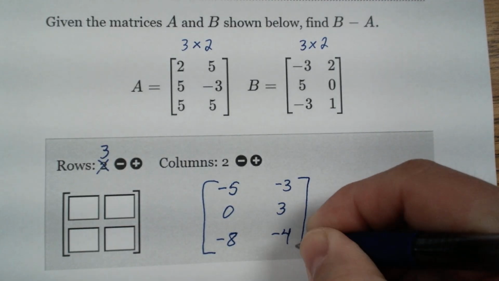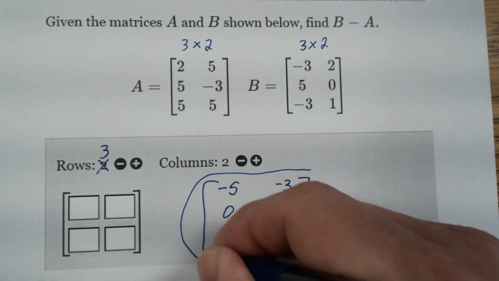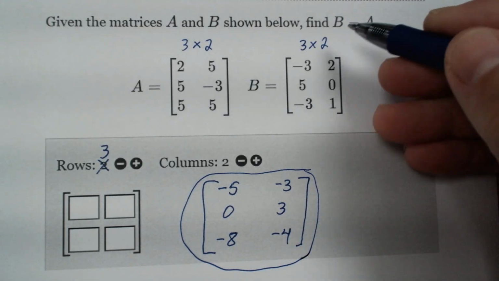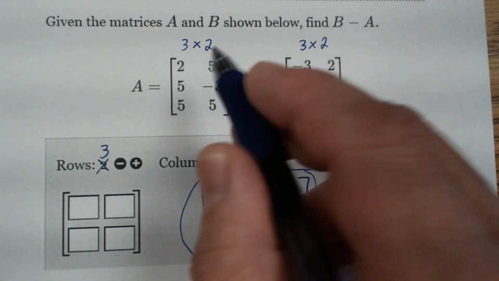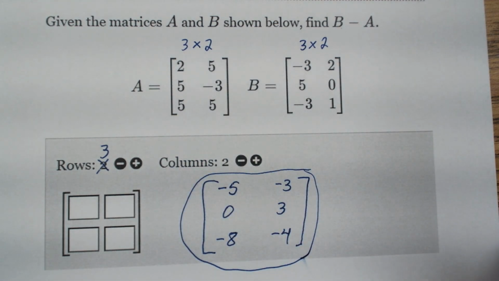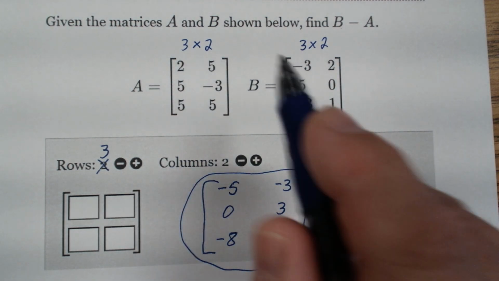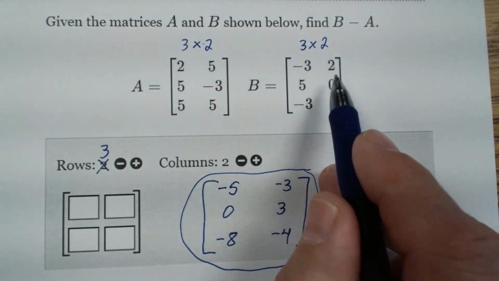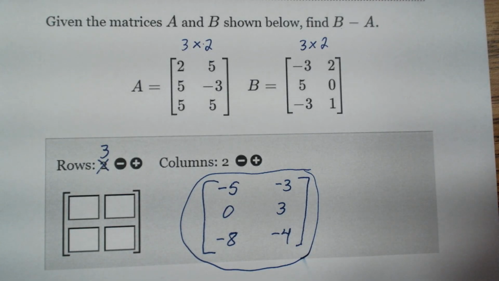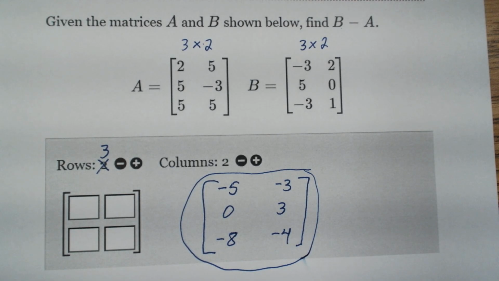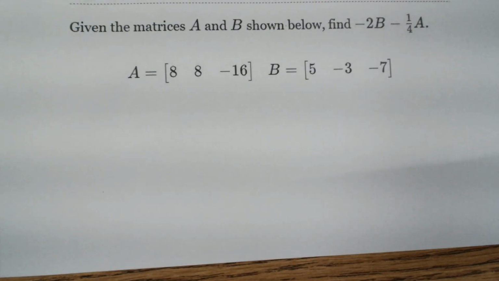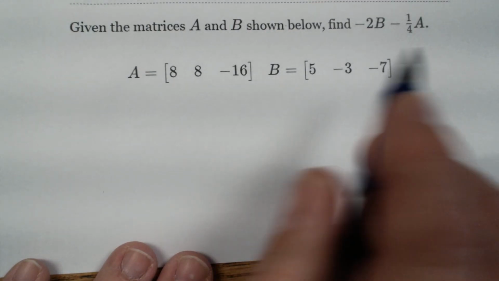And this is what I would type in as my answer. Just be careful as to whether it says B minus A, which is what we just did, or if it would have perhaps said A minus B, then you would be subtracting in the opposite order. If ever the dimensions do not match up to where you can't do them, it's a dimensional mismatch, and it's not possible.